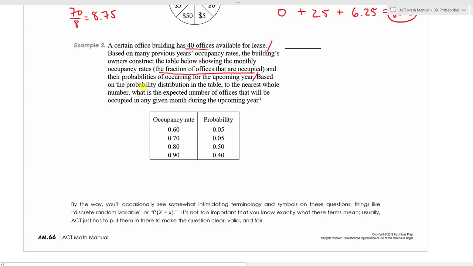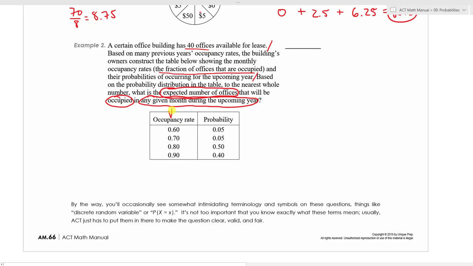And then based on the probability distribution in the table to the nearest whole number, what we want is the expected number of offices occupied in any given month during the upcoming year. So listen, there's 2 ways that we can approach this. And if you did try this on your own, there is a possibility you got an incorrect answer because of the way that you approached it. But it may just be the case that there was one more step you had to take in order to get the correct answer.